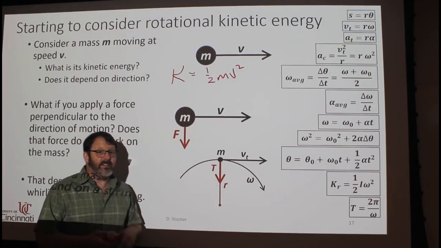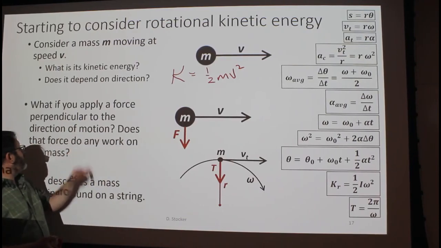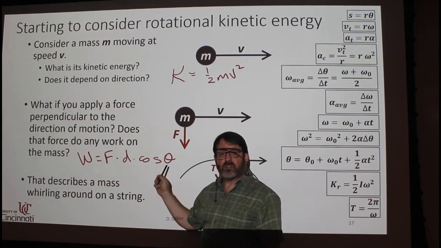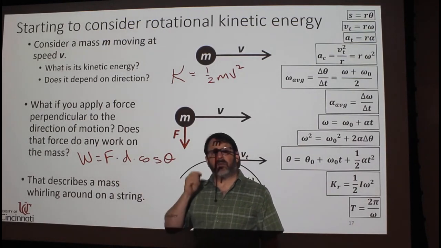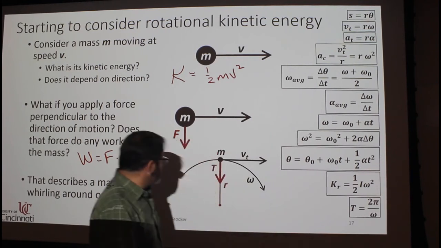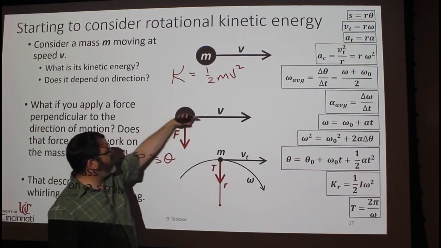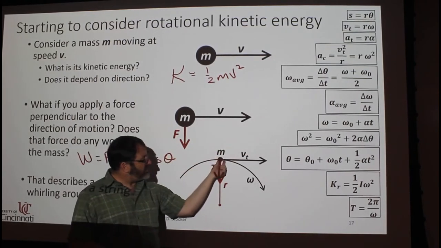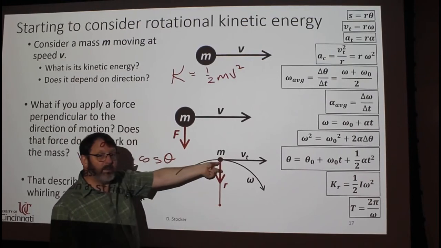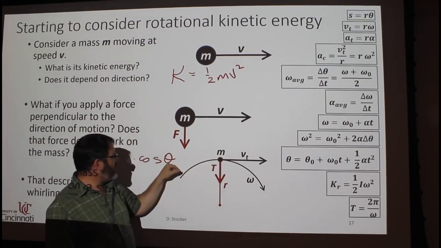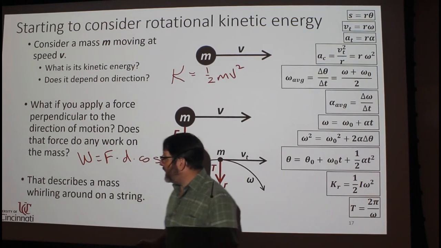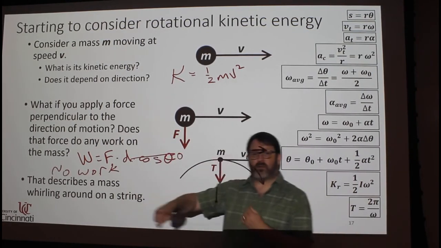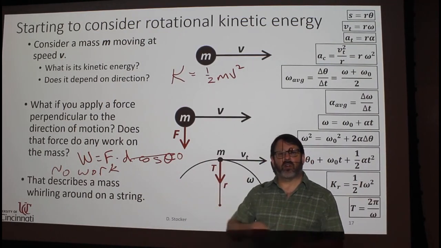And one way to see that is to think of work. Does the force do any work on it? Work is force times distance times the cosine of theta, where theta is the angle between the force and the direction it's moving. At any point in time, if it's moving this way and the force is that way, the distance that it moves is perpendicular to the force, so theta is 90 degrees, and cosine of theta is 0. So the tension force in the string does no work on the ball.